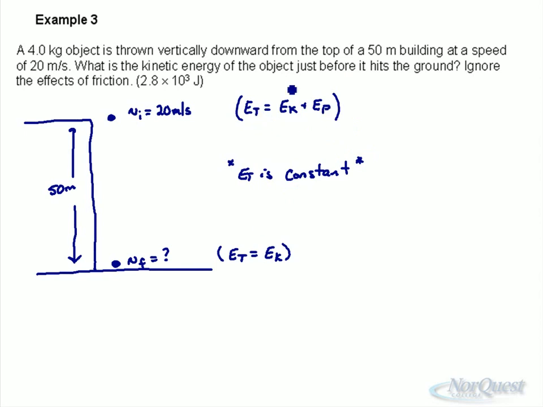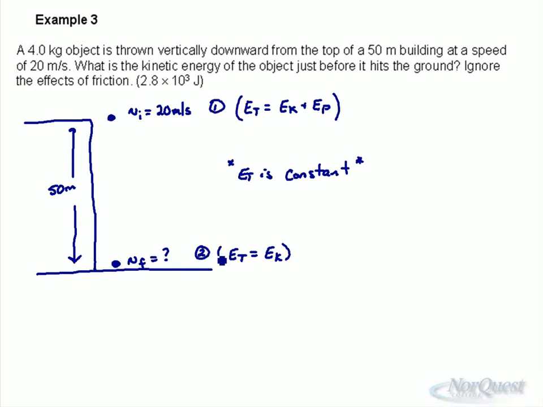Because if you can find the total energy at point 1, probably easier to describe it that way, it'll be equal to the total energy at point 2, which will be equal to the kinetic energy at point 2. So the total energy at the top will be equal to all of the kinetic energy at the bottom. All of the energy is transformed into kinetic. That's why it's going faster, because what potential it had became kinetic as well.